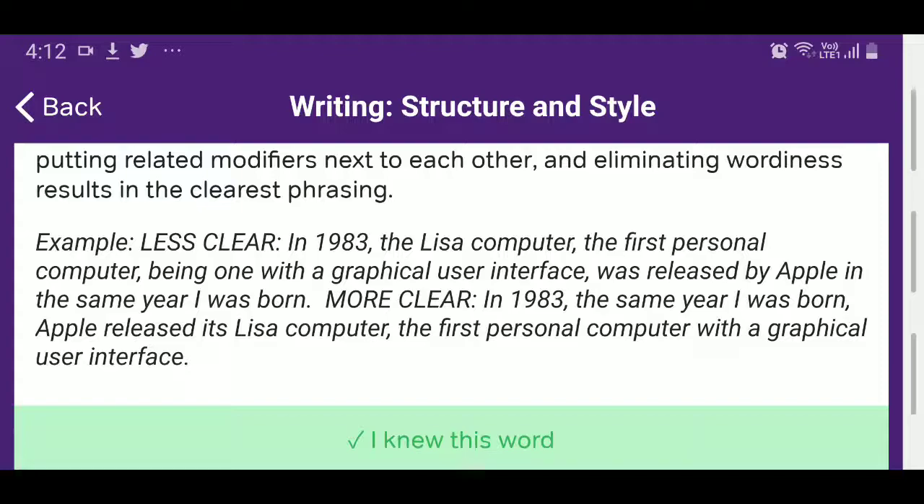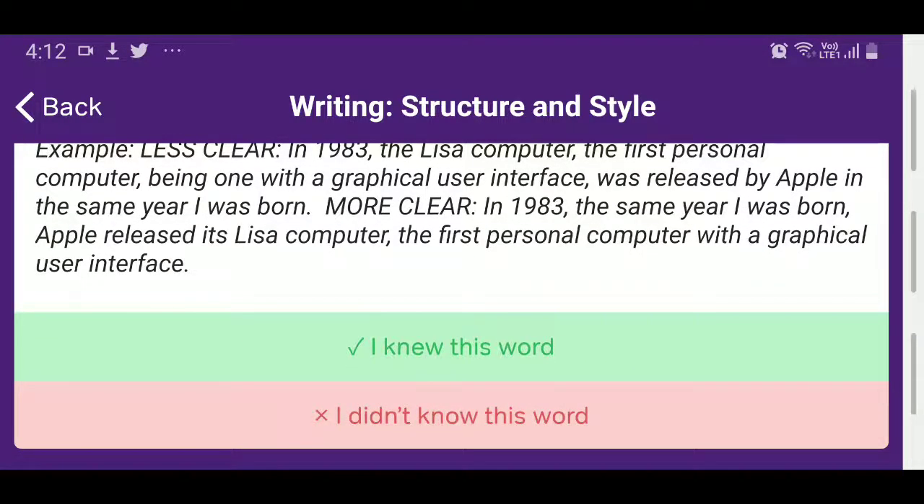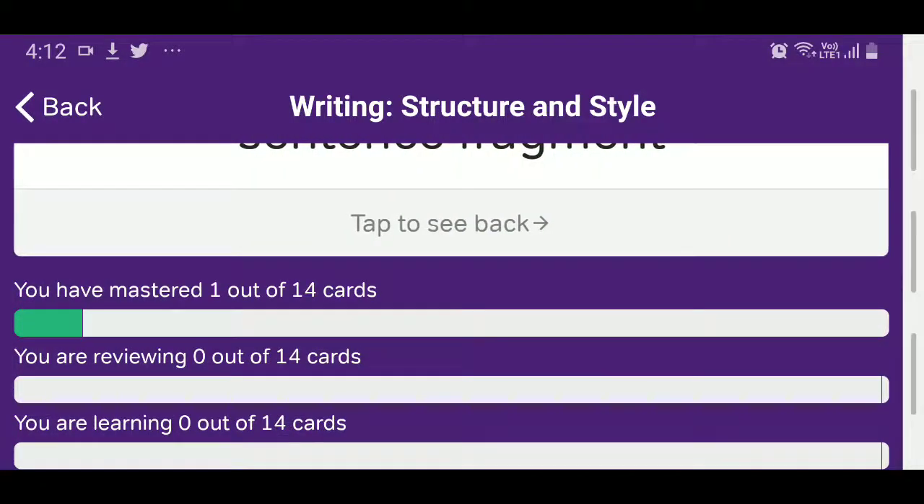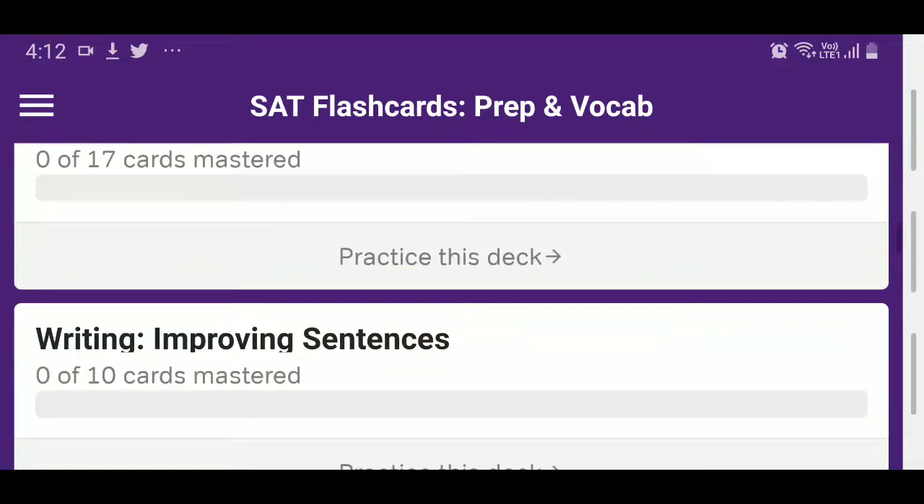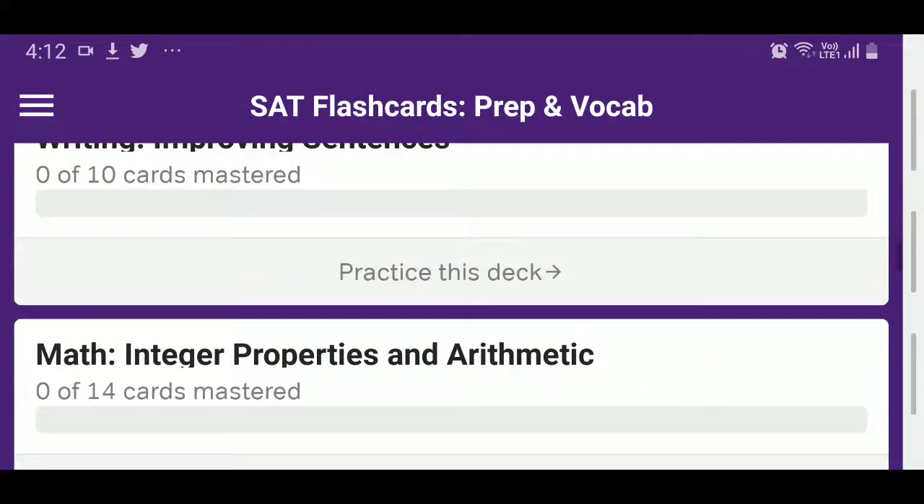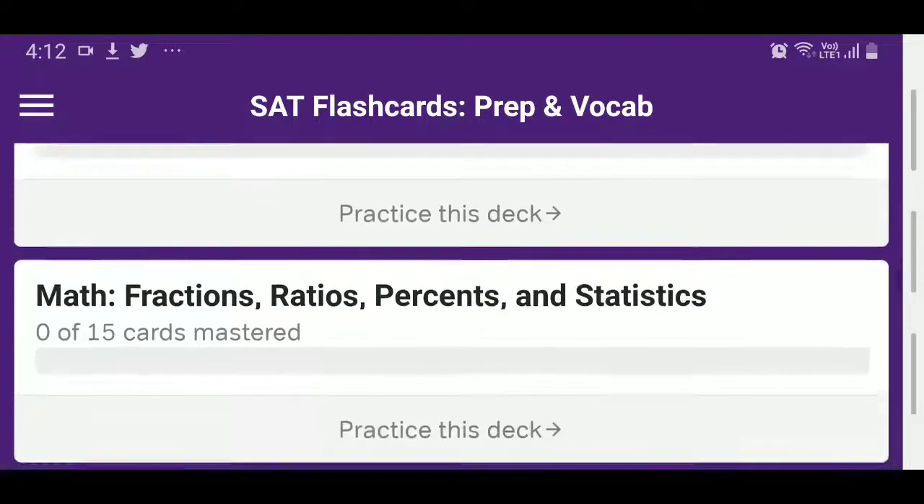So the phrasing of the sentence, the structure of the sentence, should be easier, and this is one good concept that we should remember. This is how learning becomes interesting when you learn it with the help of these apps, and you can simply keep on marking either "I don't know this word" if you want to revise it, or "I knew this" in case you know it. There are cards related to grammar rules, writing and improving sentences, even for maths.